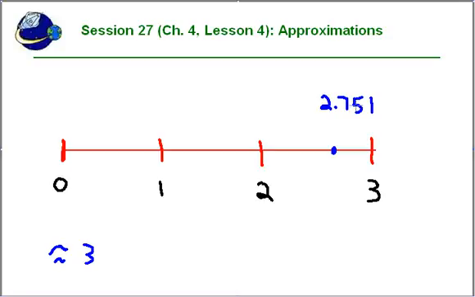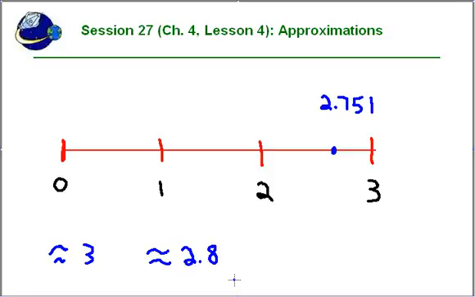And once again, what's our rule say? Our rule says that if the digit to the right of the place we're approximating to is a 5, 6, 7, 8, or 9, we bump it up 1. We round up 1, or we approximate up 1. So is 2.751 closer to 2.7 or 2.8? Well, the 5 here tells us to bump up, that we're closer to 2.8. So 2.751 to the nearest tenth is approximately 2.8.